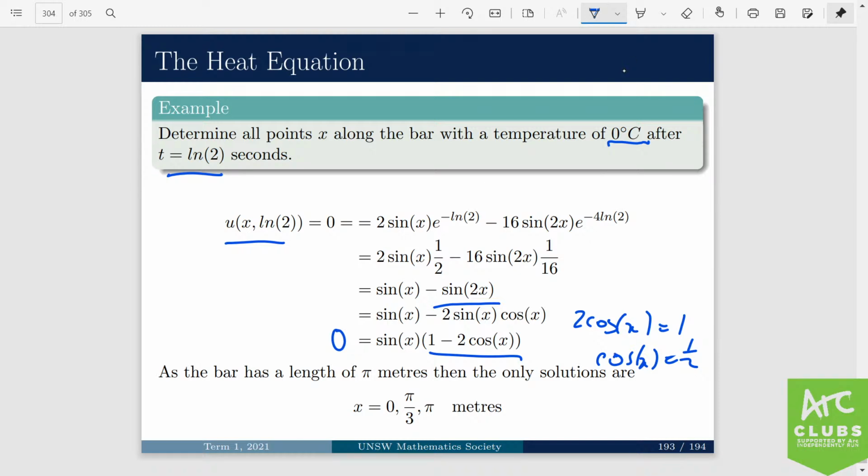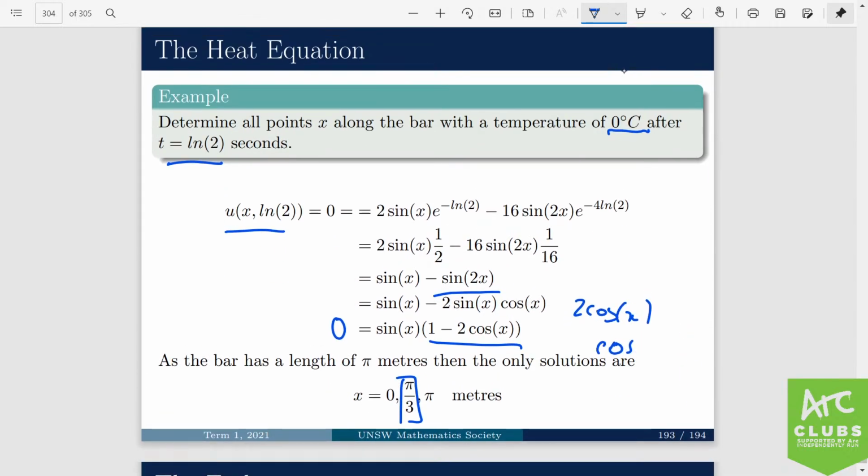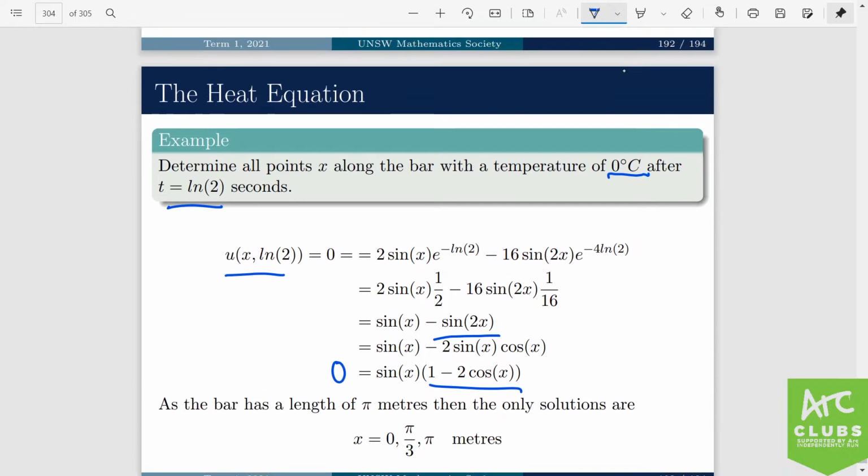Sorry, it's a bit messy, but hopefully it's legible enough. Cos of x is equal to a half, and then x is equal to inverse cos of that, and we can say that will be pi on 3. Now, you might be screaming at your computer, why is it not pi on 3 plus all the relevant periods? Sorry, I couldn't think quick enough off the top of my head.